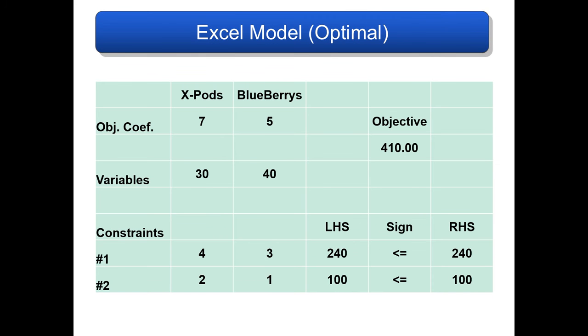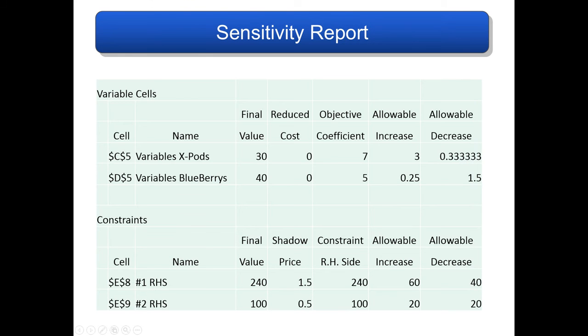So if we were to set this up in Excel, this is what it would look like, right? We would have our objective coefficients of 7 and 5. We would have how many we were going to produce, right? And so if we take 7 times 30, it's 210, plus 5 times 40 is 200. So our objective function is 410. And we're going to max out on our constraints, 240 hours of electronics and 100 hours of assembly. Okay? All right.